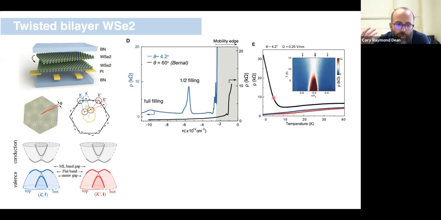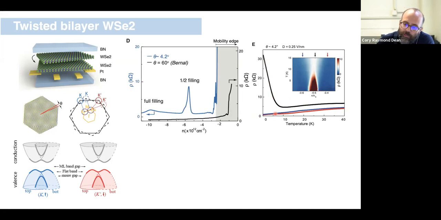So this has all the hallmarks, at least in transport, of what you might expect for a Mott gap emerging at half filling of a reasonably flat band. As I dope away from this half filling, then the system is very much metallic, all the way down to the lowest temperature that we can measure.